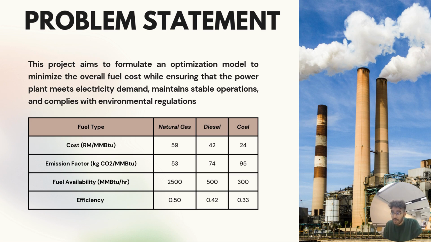As you can see in this table, the fuel type and the associated cost, emission factor, fuel availability and efficiency are listed here. The project aims to formulate an optimization model to minimize the overall fuel cost while ensuring that the power plant meets electricity demand, maintains stable operations, and complies with environmental regulations.